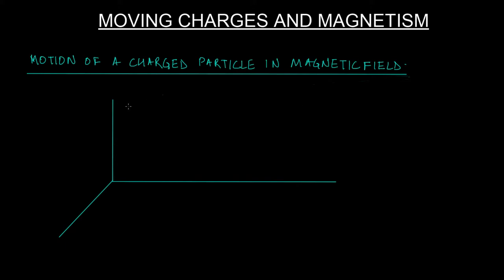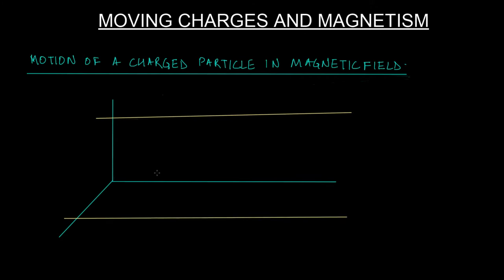So if it is that way and QV cross B, then yeah. So if the magnetic field is in this direction, right? And if you shoot the charge in this direction, say the upward direction, what will be the direction of the force? If you shoot it upwards, what happens?